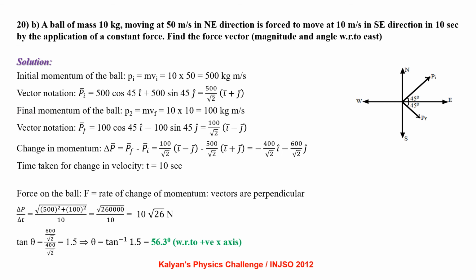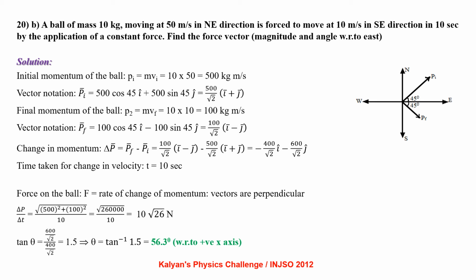A ball of mass 10 kg moving at 50 meter per second in northeast direction is forced to move at 10 meter per second in southeast direction in 10 seconds by the application of a constant force. Find the force vector.